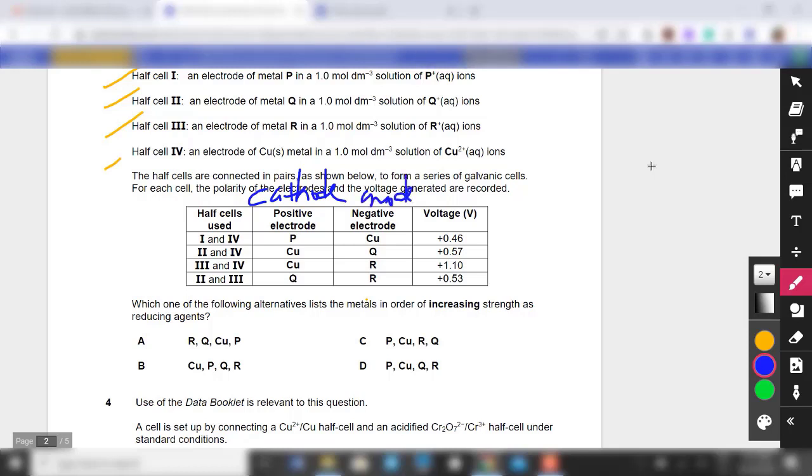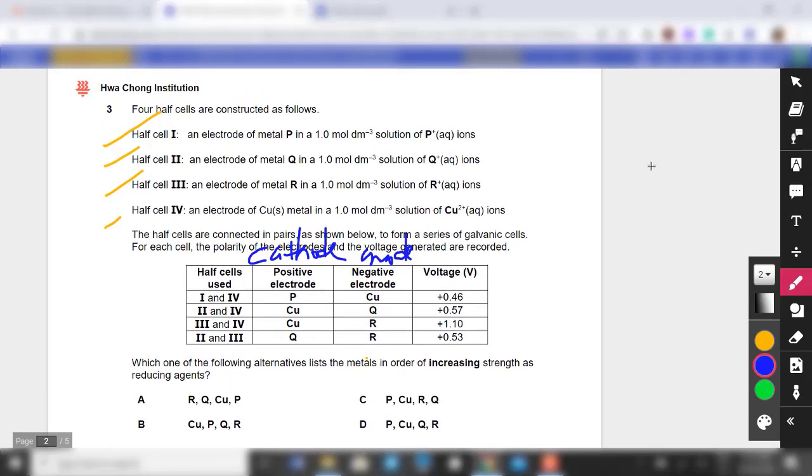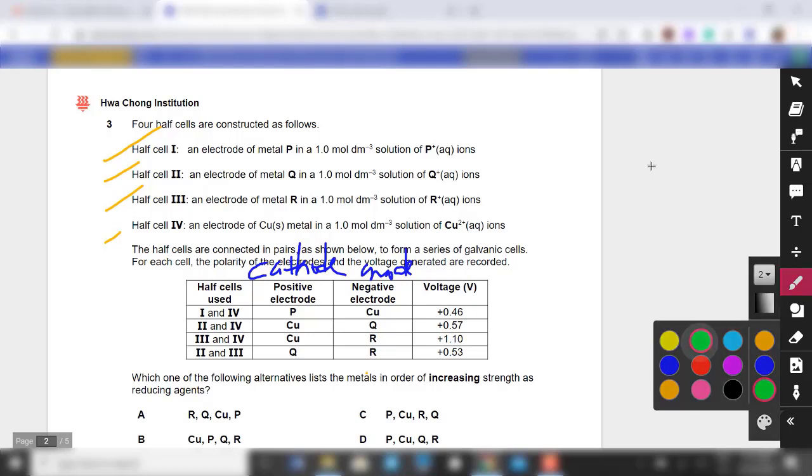Okay, so with this in mind, the next thing is, can we try to solve with something that we are aware of? Okay, so if you take a look at half cells 1 and 4, we might want to just write an equation to solve it, so that it's more visual for us as well. So in this case, E cell, okay, is actually equals to E reduction. So what is being reduced? So this is P plus, P, okay, minus the oxidation. So the copper electrode is being oxidized. Okay, and then you get 0.46.